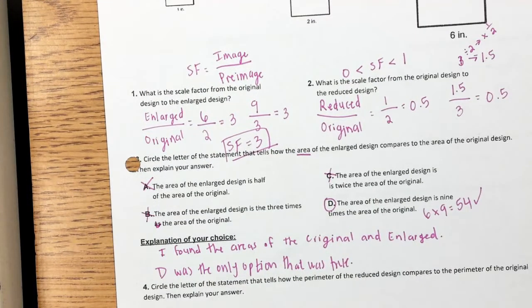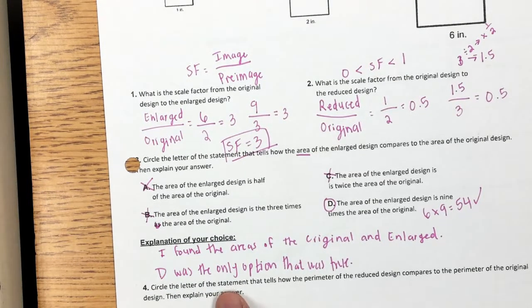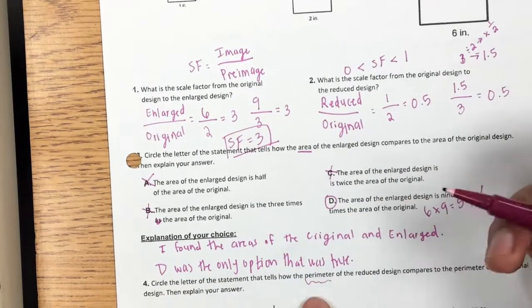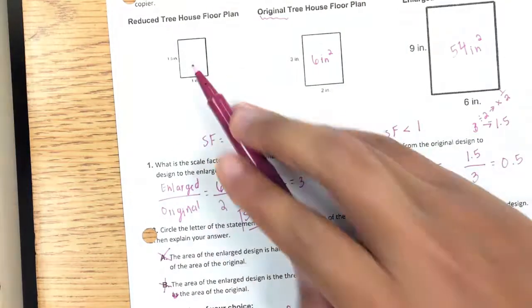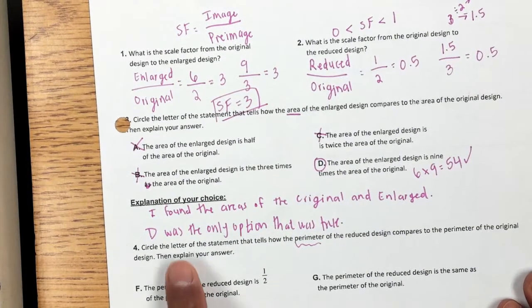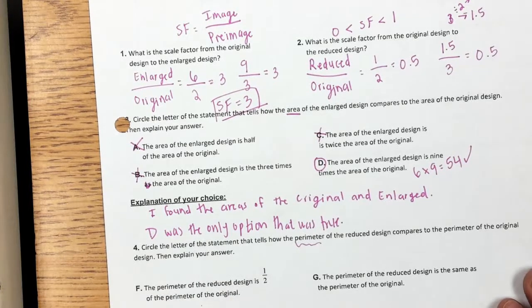Now we're going to take a look at number 4. Okay, it says circle the letter of the statement that tells how the perimeter of the reduced design, so now we're talking about perimeter of my smaller figure up here, compares to the perimeter of the original design, and then explain your answer. Do not forget to explain, please.